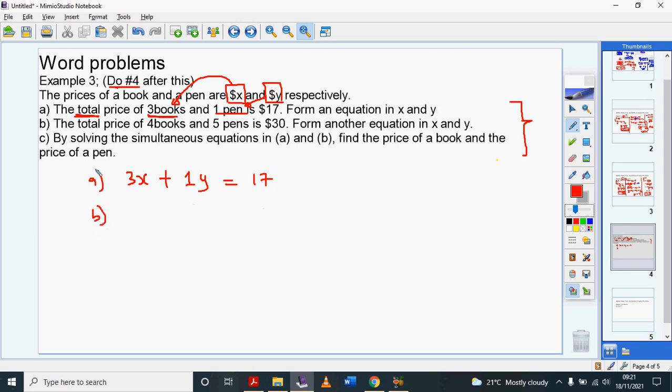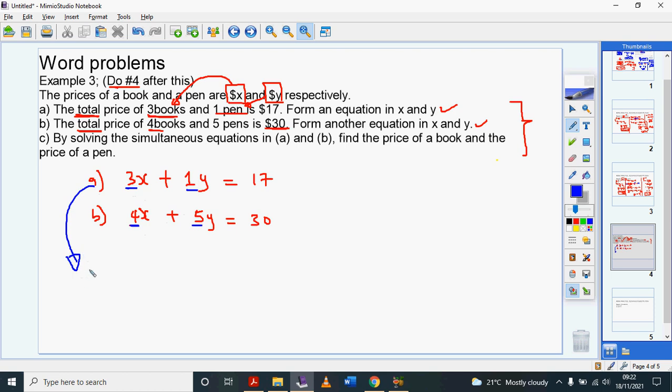Let's look at part B. The total price of 4 books, remember, books are X, and 5 pens, which are Y, is equal to $30. The total tells you you're going to add, and whatever you're adding is equal to 30. We have formed another equation as well. Now they say, by solving the simultaneous equations in A and B, find the price of a book and the price of a pen. So look at the coefficients: the unknown with the smallest coefficient is what you want to make the subject.